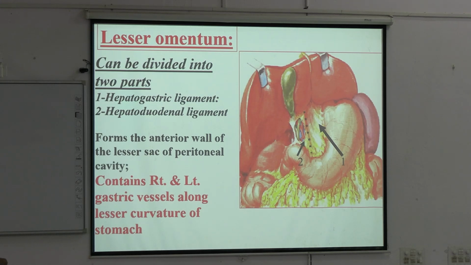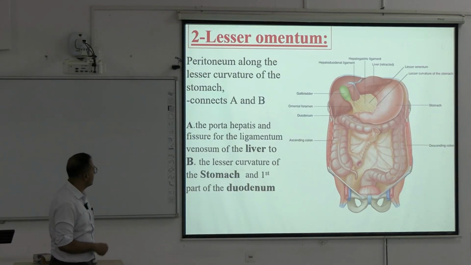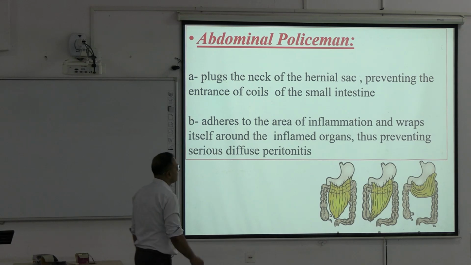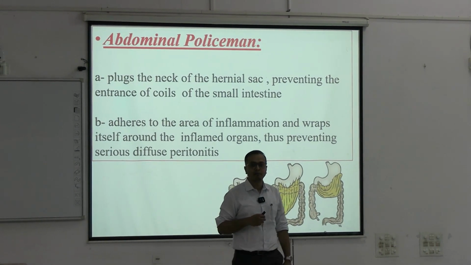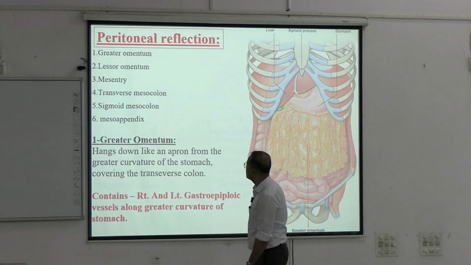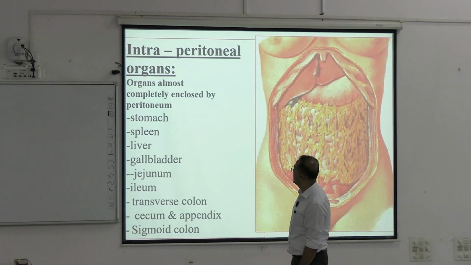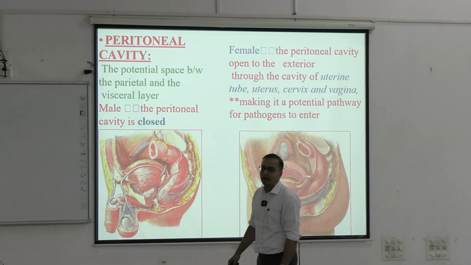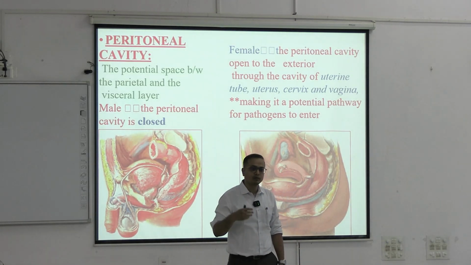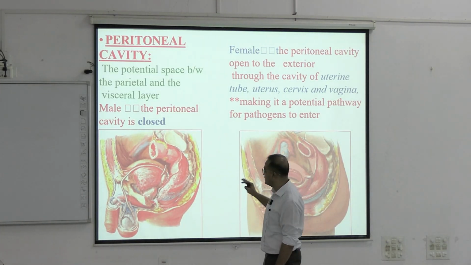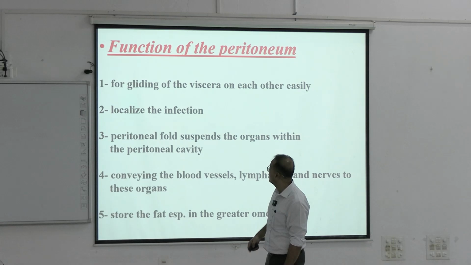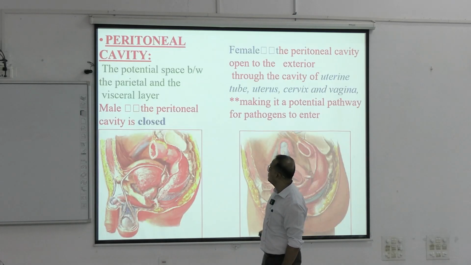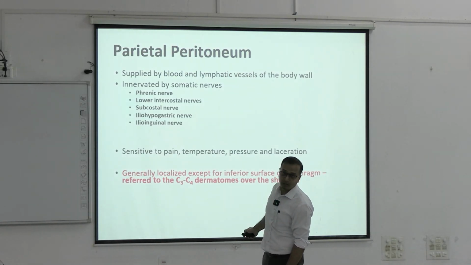Lesser omentum and greater omentum, prepare that for the exam as short notes. And why is the greater omentum called the abdominal policeman, provide your knowledge. Why are female subjects prone to have infections which male individuals do not have? That propensity, we have to explain with your anatomical knowledge about the closed peritoneal cavity and the open peritoneal cavity. Normal functions of the peritoneum and different layers of the peritoneum.